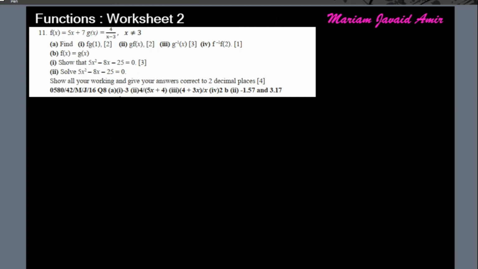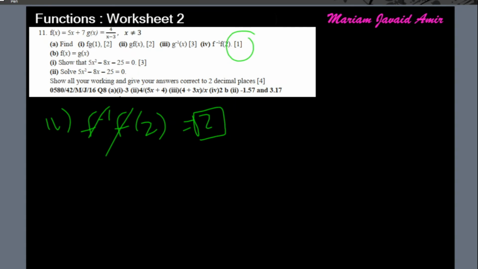Part 4 is find f inverse of f of 2, and it's only for 1 mark. We've discussed before that the inverse of a function and the function cancel each other out, and we're only left with 2. Part B, this was A4.